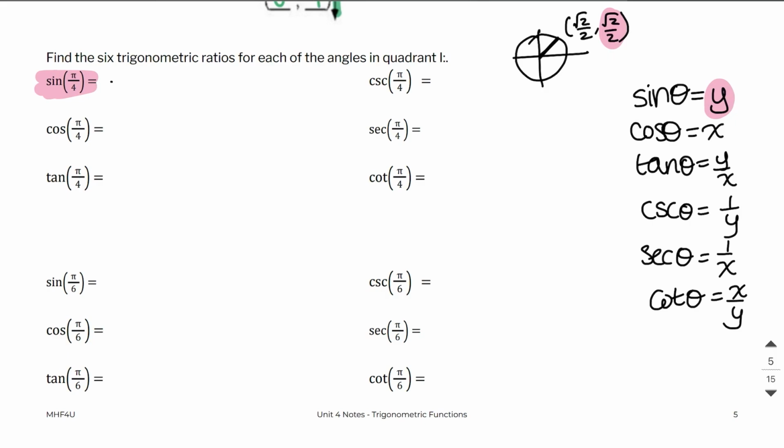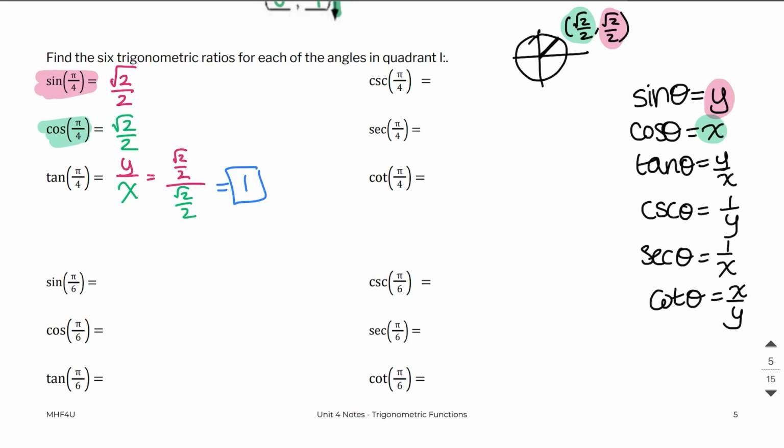So here we can say that sine is going to be root 2 over 2. Okay? Cosine is always going to be the x value, and the x value here is also root 2 over 2. Tangent is going to be y over x, and we know that the y is going to be root 2 over 2, and we know that the x is going to be root 2 over 2, and anything divided by itself is always going to be 1. So here we know that the tangent is going to be 1.